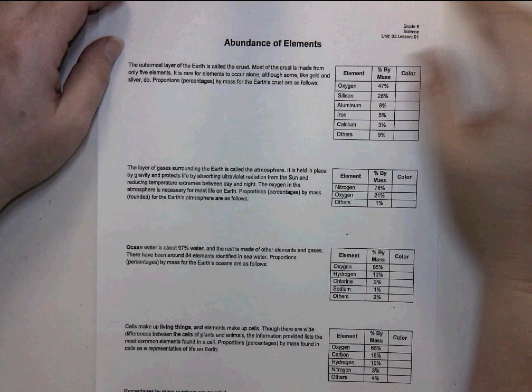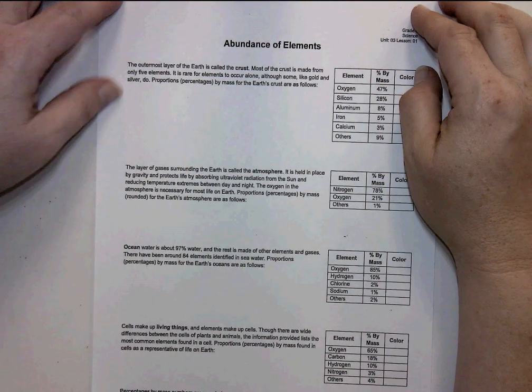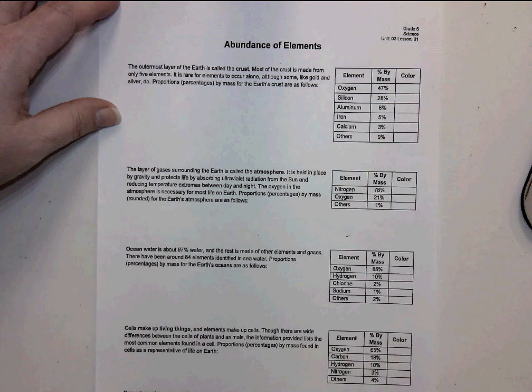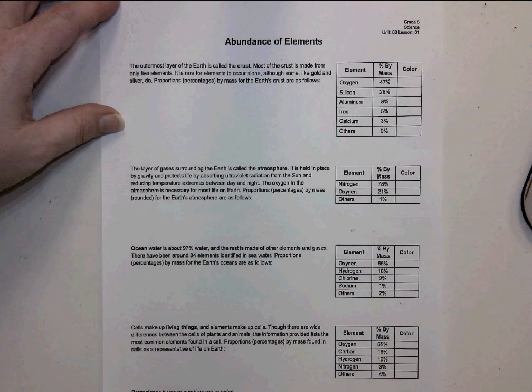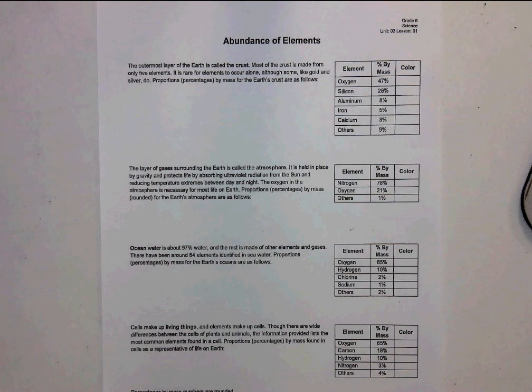Abundance of elements. This is the abundance of elements assignment that you're going to be doing. It is due October 10th. It is going to take up 4 pages in your journal. Okay, so the first thing you need to know is that there are 4 sections to this.